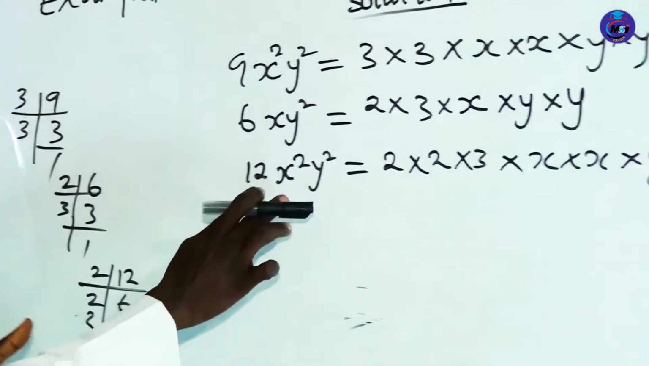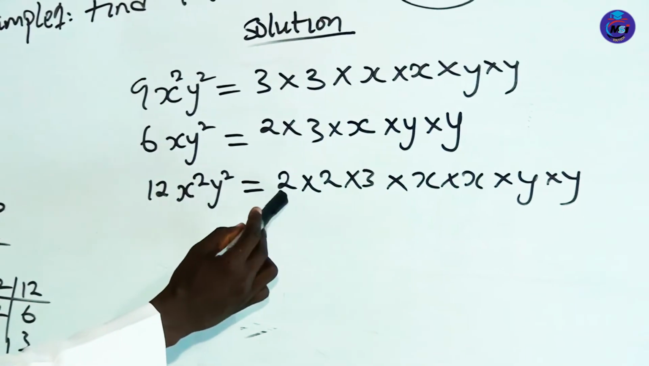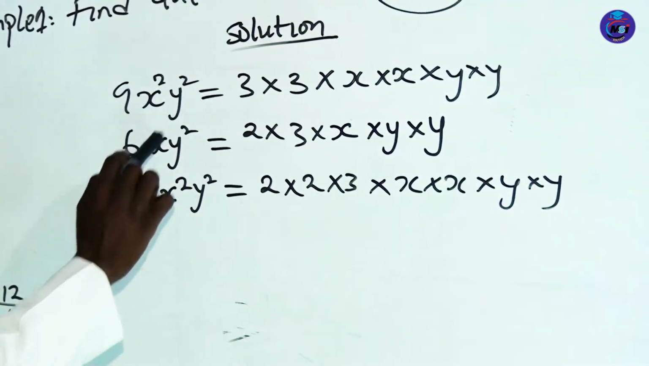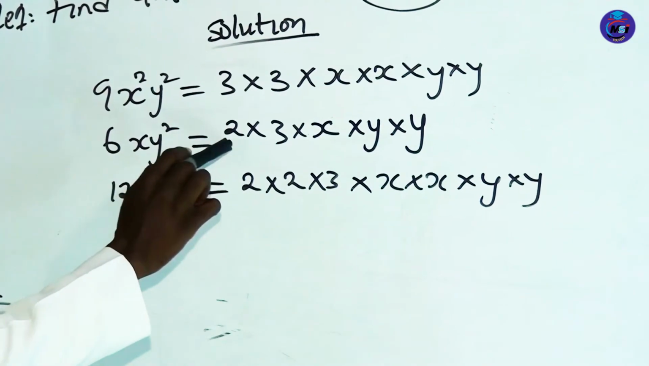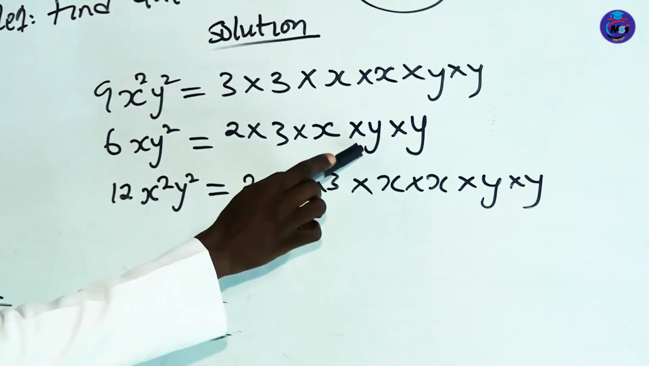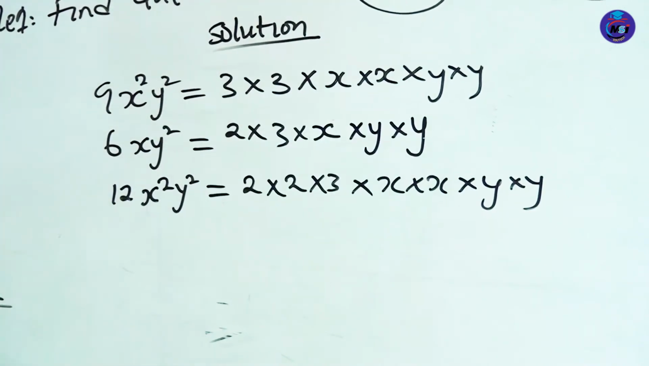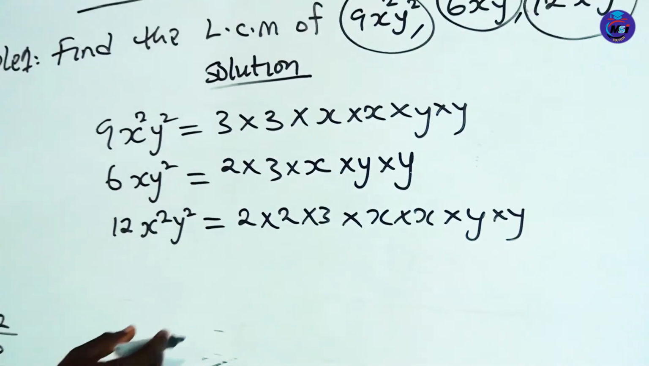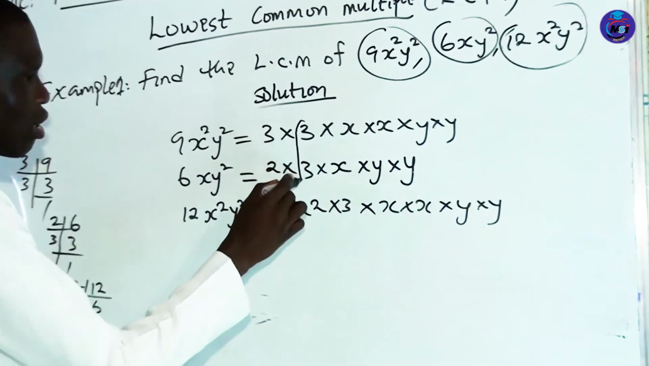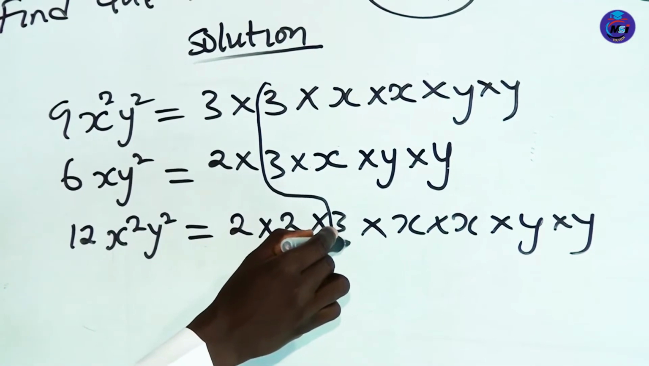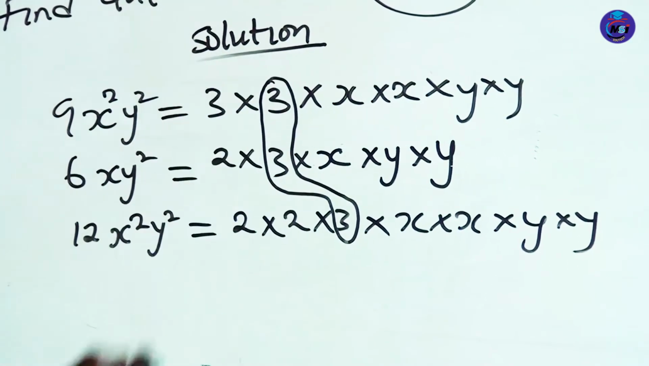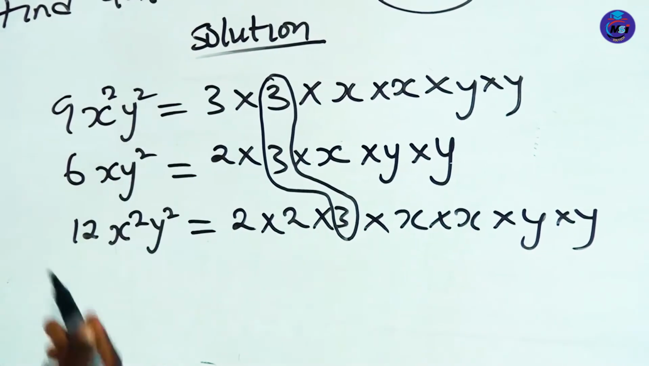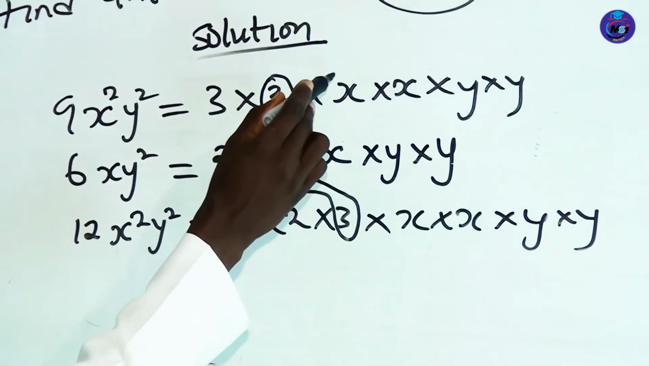We have 12x squared y squared, which will give us 2 times 2 times 3 times x times y times y. 6x y squared will give us 2 times 3 times x times y times y. And we have this also. Now, let's pick something out from here. You can see that 3 is common here, here, here. We have 3 here, we have 2 here, we have 2 here. We don't have 2 here. It's not common.